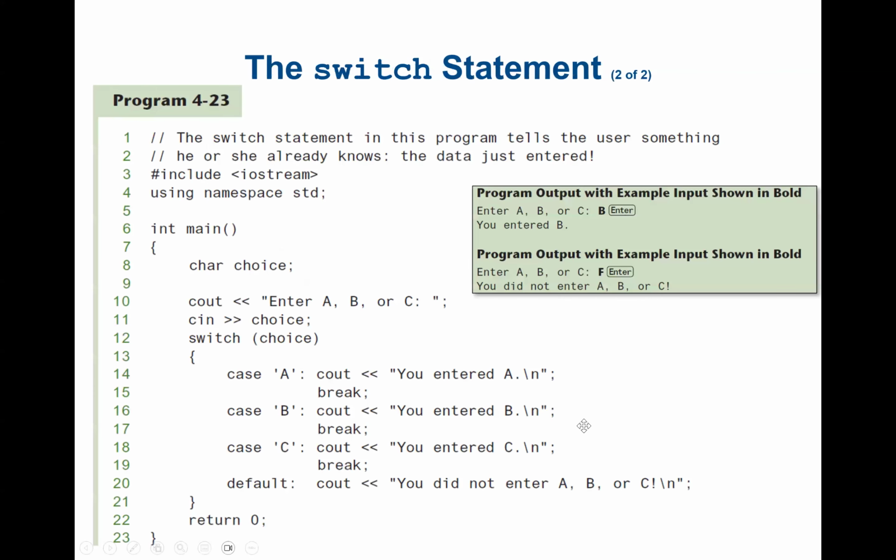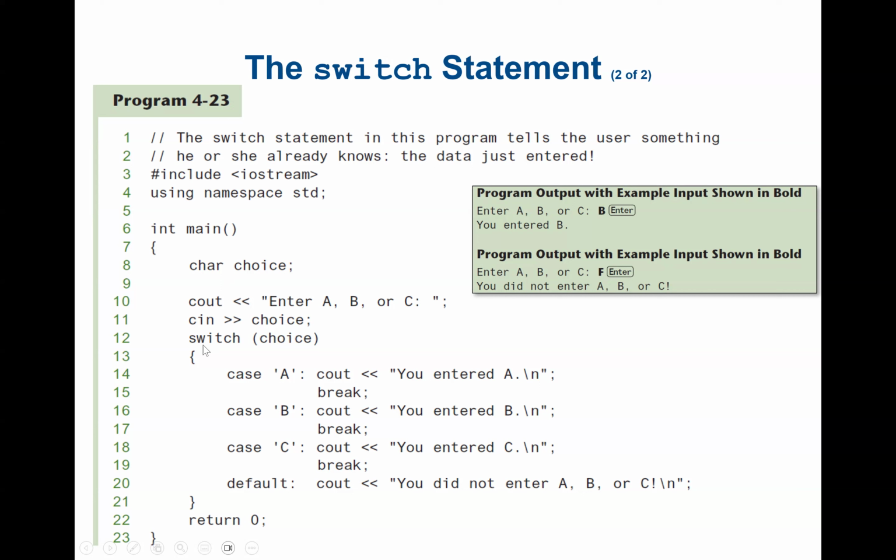So this is an example of using the switch statement. In this case, we have our main function. We include our header file and using namespace std. This program tells the user something he or she already knows, the data just entered. So here we say enter A, B, or C. We use cin to enter the value, either A, B, or C. Again, we declare the variable choice as a character, so we can enter a character A, B, or C.